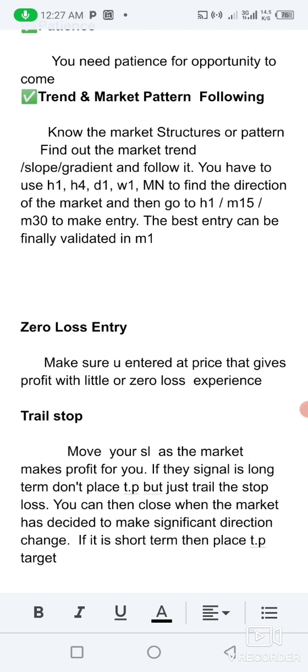But if the signal is very weak, then you can place a take profit, so that you cannot just end up losing. Okay, so you place a take profit in a weak signal. In a strong signal, you don't place a take profit. What you do is you trail your stop loss as the market moves in your direction. You just trail your stop loss to some profitable level, so that even if the market reverses, you will end up in profit. Okay.